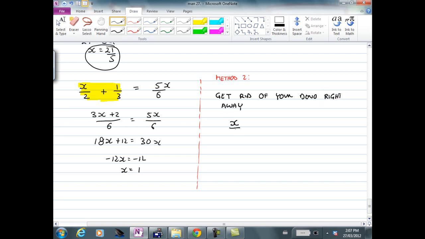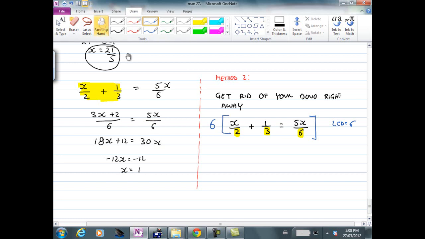This becomes x over 2 plus 1 over 3 equals 5x over 6. I want you to look at all the denominators right now. Here's a 2. Here's a 3. Here's a 6. Find a common denominator between all three right off the bat. LCD is 6. If you multiply your whole entire equation, everything, by that magic LCD, your denominator disappears automatically.